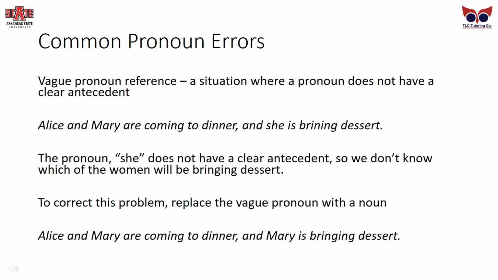A common error that you will find on standardized tests is a vague pronoun reference. A vague pronoun reference is a situation where a pronoun does not have a clear antecedent. In the example sentence, you will note, Alice and Mary are coming to dinner, and she is bringing dessert. The pronoun she does not have a clear antecedent, so we don't know which of the women will be bringing dessert. To correct this problem, replace the vague pronoun with a noun. Alice and Mary are coming to dinner, and Mary is bringing dessert.